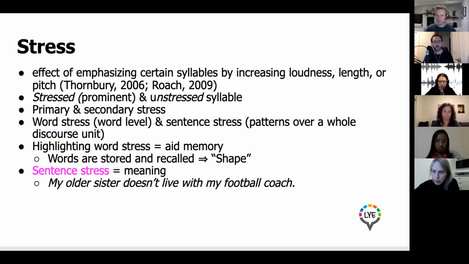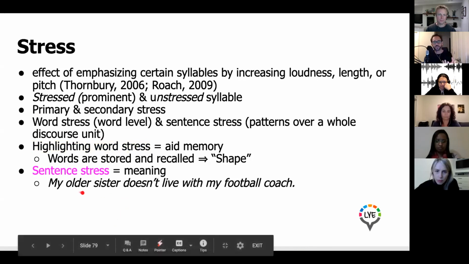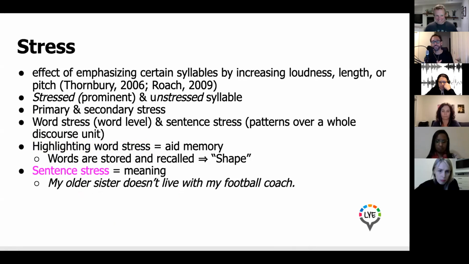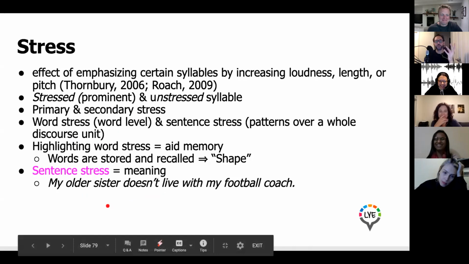And of course, sentence stress is important because the meaning changes. A sentence like this, you could place the stress on many different words here, and the meaning would change in each of them. You can say, my older sister doesn't live with my football coach. My older sister doesn't live with my football coach. She lives with, I don't know, the handball coach, not the football coach. Anyway, I think everyone is familiar with that because textbooks have that.